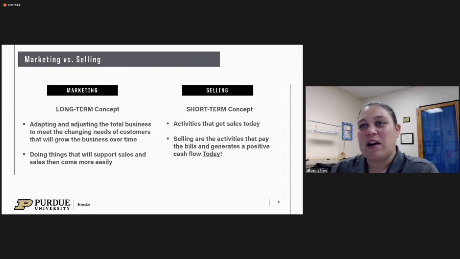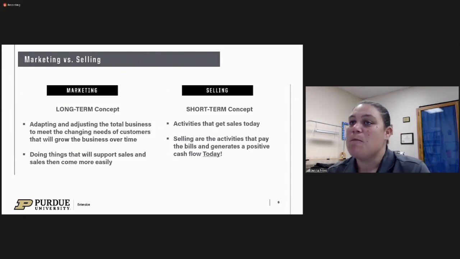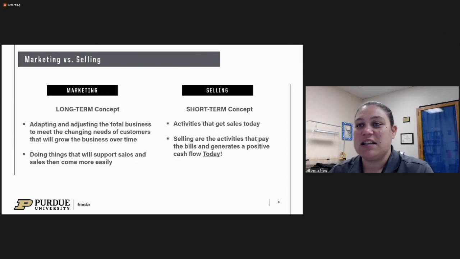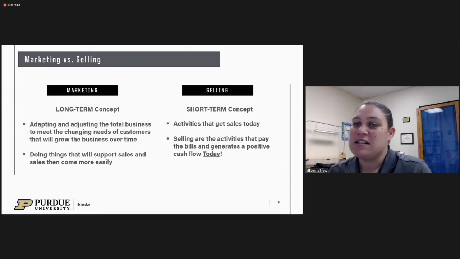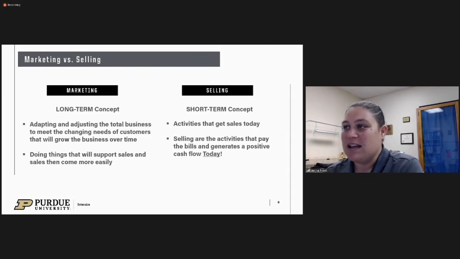Another thing we need to define is the difference between marketing and selling. Marketing is more of a long-term concept, where you are adapting and adjusting different facets of your business to meet the needs of those consumers who are interested, have the income, and have access to your product, to grow your business over time. So this is a long-term process, where you're changing things to support sales and make it easier for customers to buy your product. Selling is more short-term. It's those day-to-day activities you do to get the sales and have a positive cash flow.